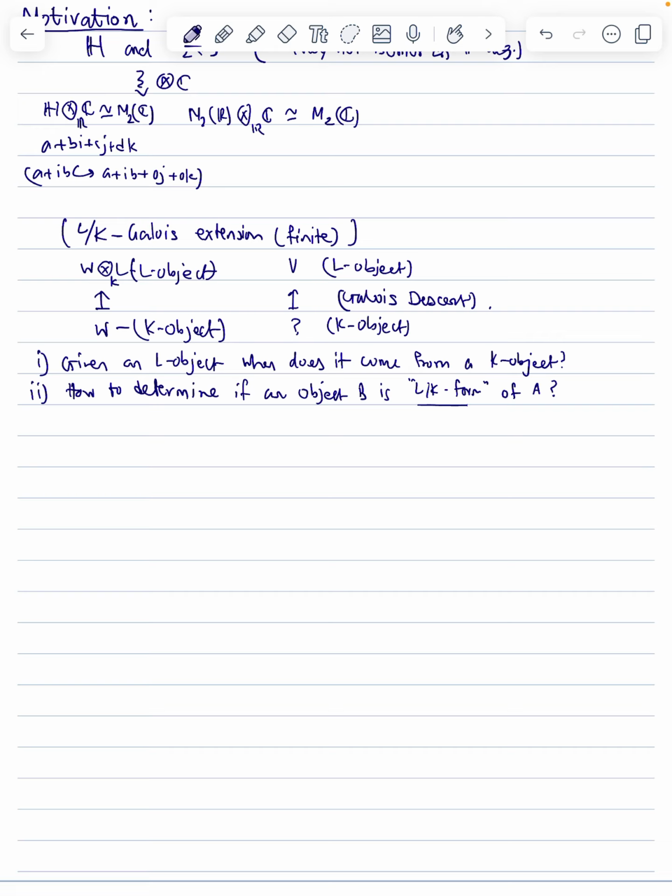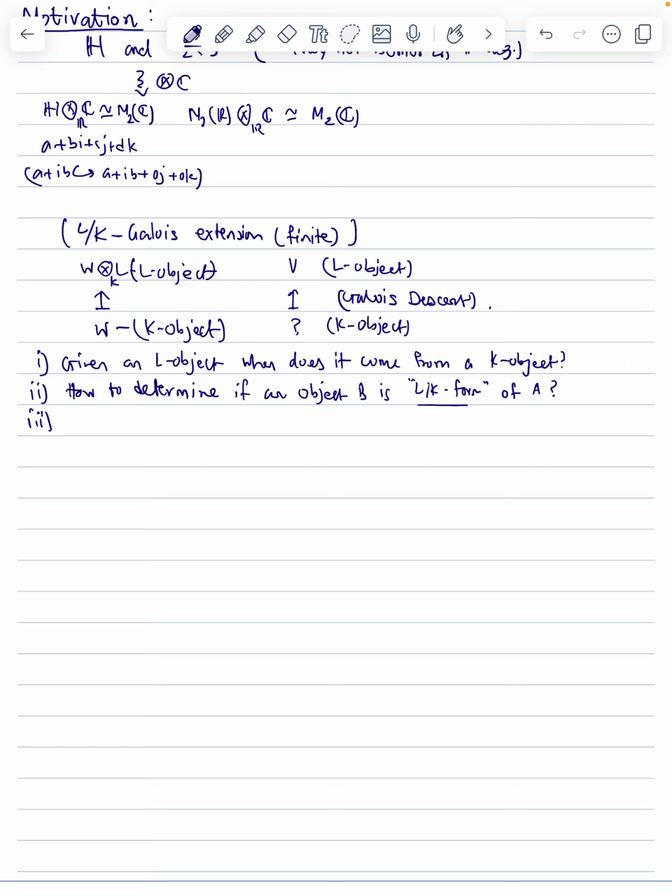For example, H is a C over R form of the vector space M2, because when you tensor it with C, it becomes isomorphic to M2C. So by that I mean L over K form.